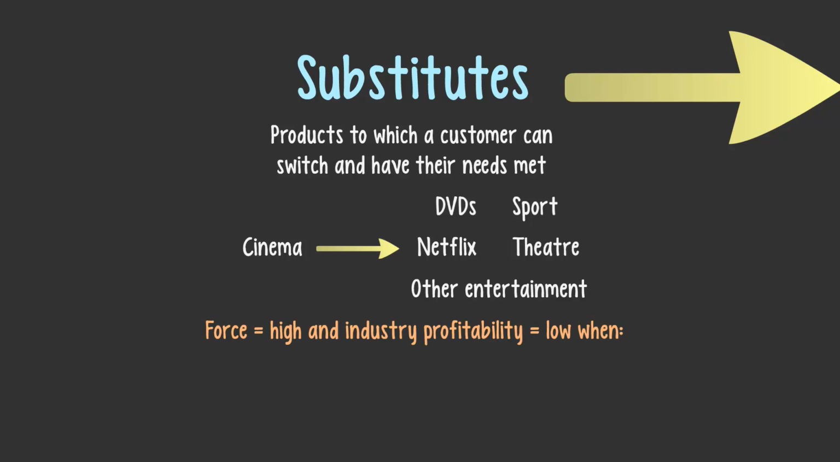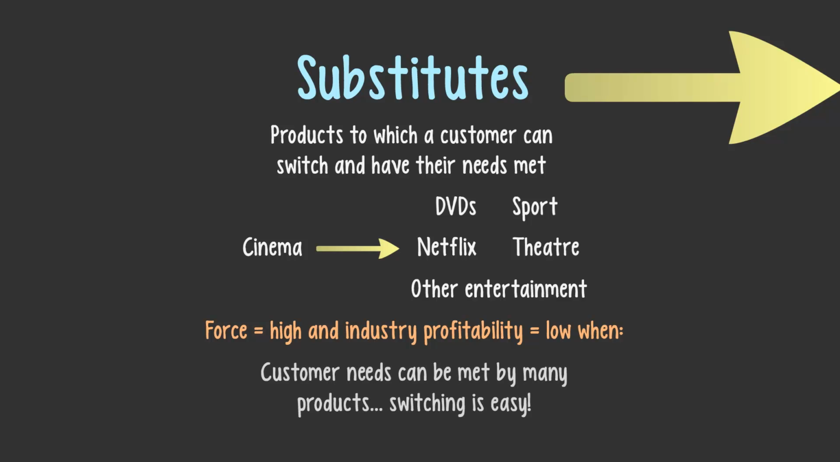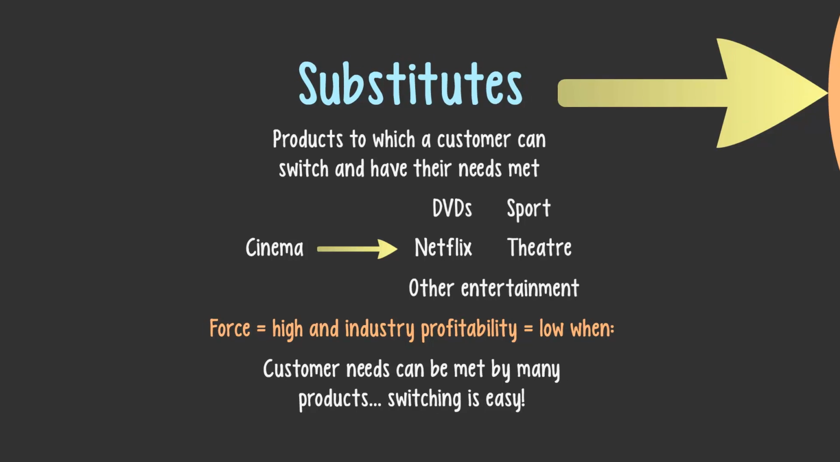So the force is high and the industry profitability low when a customer can easily switch to something else and still have those needs met. And by looking at the cinema, you can see there are lots of different substitutes that customers could go to. So the force would be high and the industry profitability low because of the amount of substitutes that fulfill those needs. Okay, so there we go.